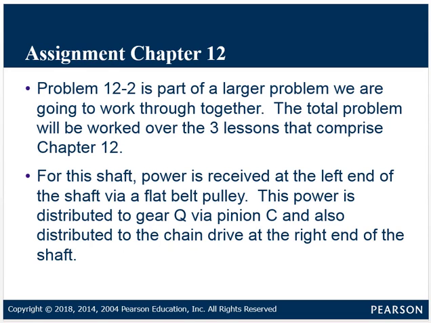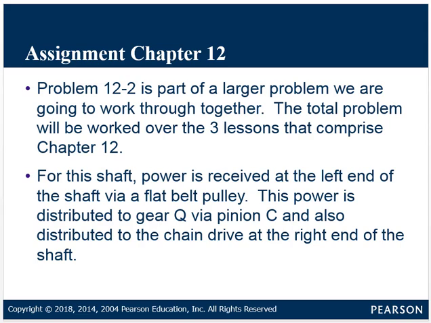First of all, problem 12.2 is part of a larger problem we are going to work through together. The total problem will be worked over 3 lessons that comprise Chapter 12. For this shaft, the power is received at the left end of the shaft via a flat belt pulley, and we're going to talk more about that in the next lesson. This power is also distributed to gear Q via pinion C, and then it's also distributed to the chain drive at the right end of the shaft.